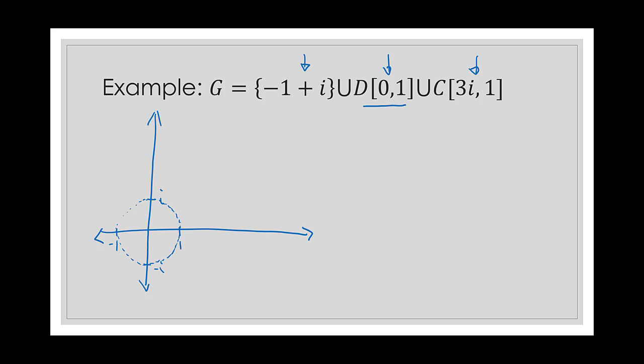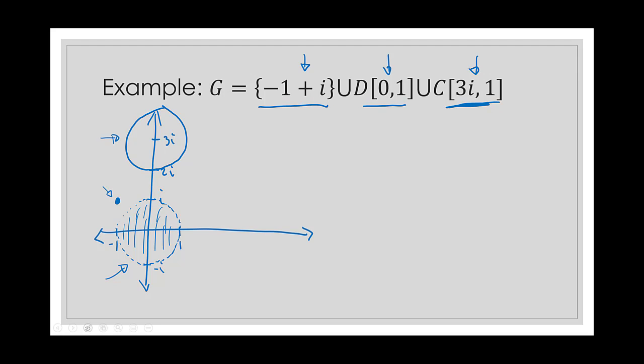So this first subset will be all of this in here. The point negative i will be just this point here. And then finally, the circle of radius 1 centered at 3i. Here's 2i, here's 3i, so we'll just have a circle, but it's not including the interior there. So that would be G in this case. G is this point with this circle and also this open disk centered at 0.